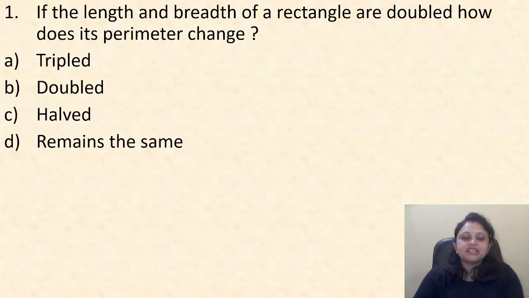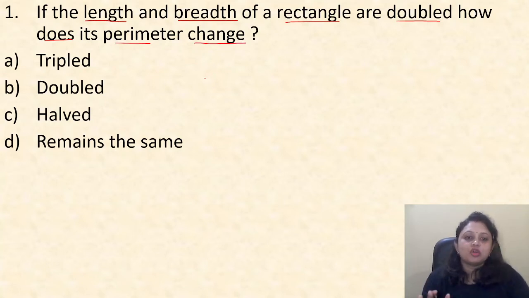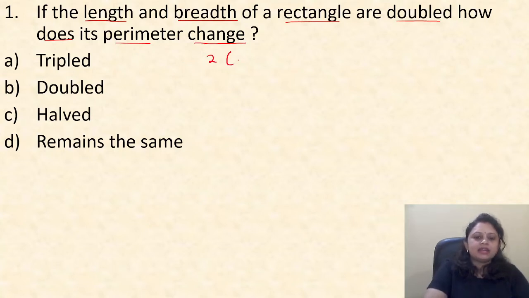Our first question: if the length and breadth of a rectangle are doubled, how does its perimeter change? Option A, tripled, B, doubled, C, halved, D, remains the same. So, as per the question, if the length and breadth of the rectangle are doubled, how does its perimeter change? Do you know what is the formula for the perimeter of a rectangle? Yes, the formula for the perimeter of a rectangle is 2 into (length plus breadth).